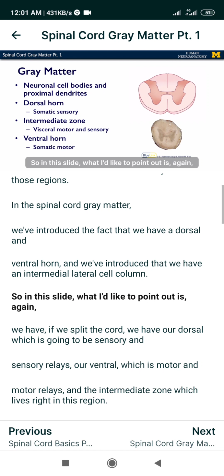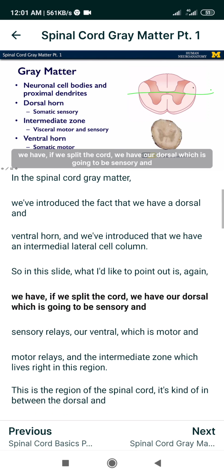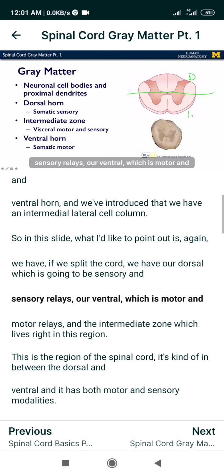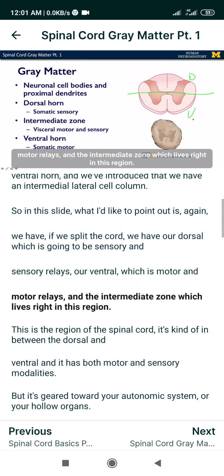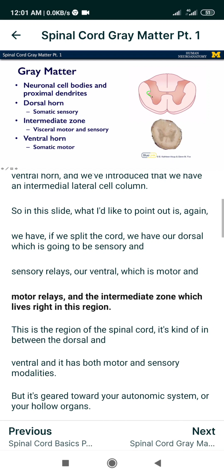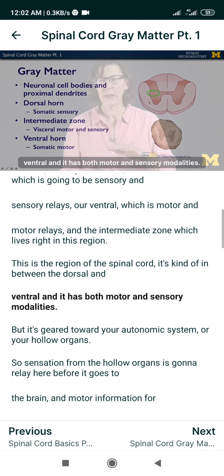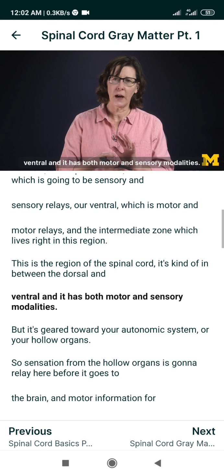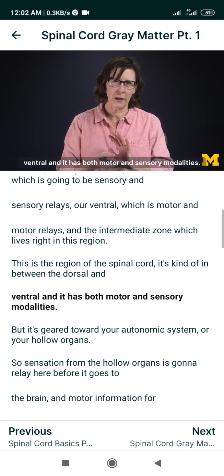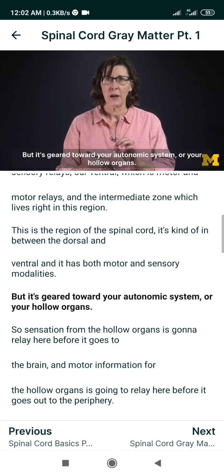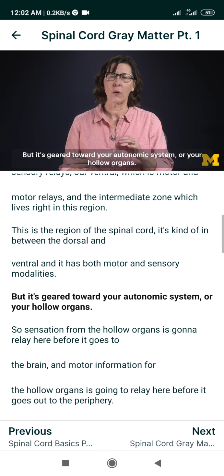So in this slide, what I'd like to point out is, again, if we split the cord, we have our dorsal, which is going to be sensory and sensory relays, our ventral, which is motor and motor relays, and the intermediate zone, which lives right in this region. This is the region of the spinal cord that's in between the dorsal and ventral, and it has both motor and sensory modalities, but it's geared towards your autonomic nervous system or your hollow organs.